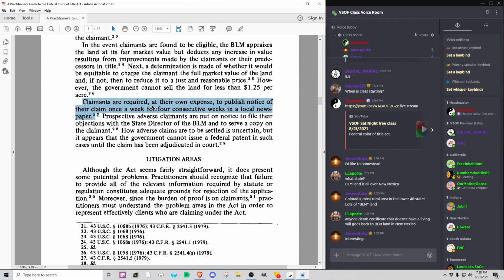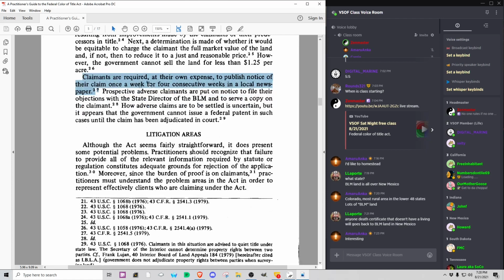And if anybody has any questions about that, then they can bring it up. If not, then it stands. So notice that they're doing the exact same thing that we are doing or have done in the past, except we're doing it from the standpoint of allodial title, and they're doing it from the standpoint of color of title, right? All right, prospective adverse claimants, meaning the adverse possession claimants, are put on notice to file their objections with the state director of the BLM and to serve a copy on the claimant.